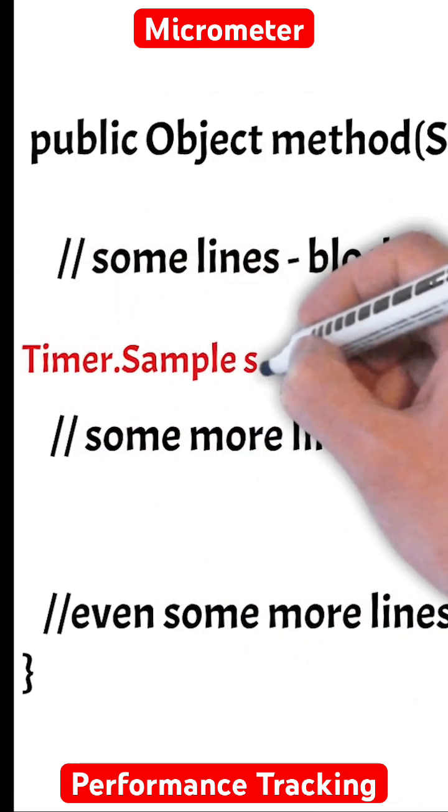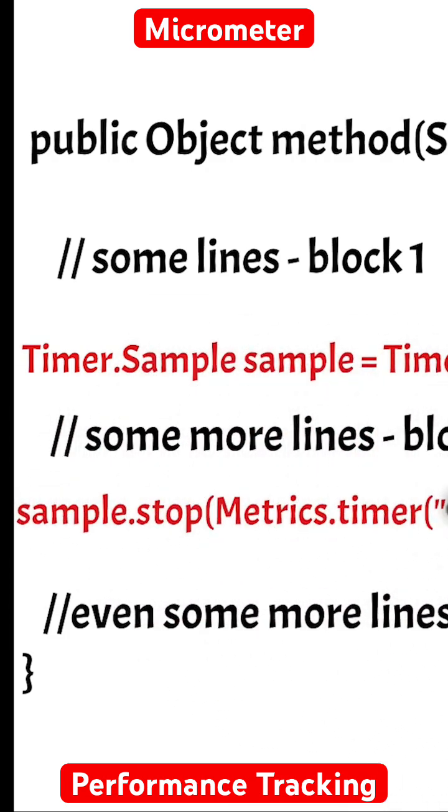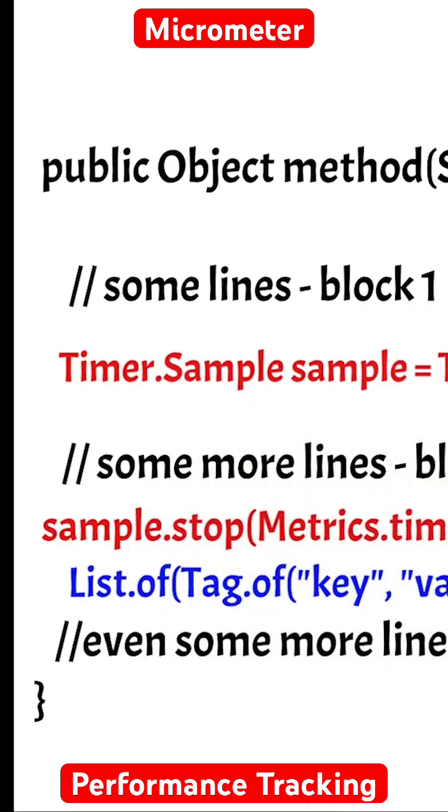And it's not just method level tracking. We can track some particular lines of code as well by adding timers programmatically using the start and stop methods. And we can pass some custom tags in the metric as well in the form of key value pairs.